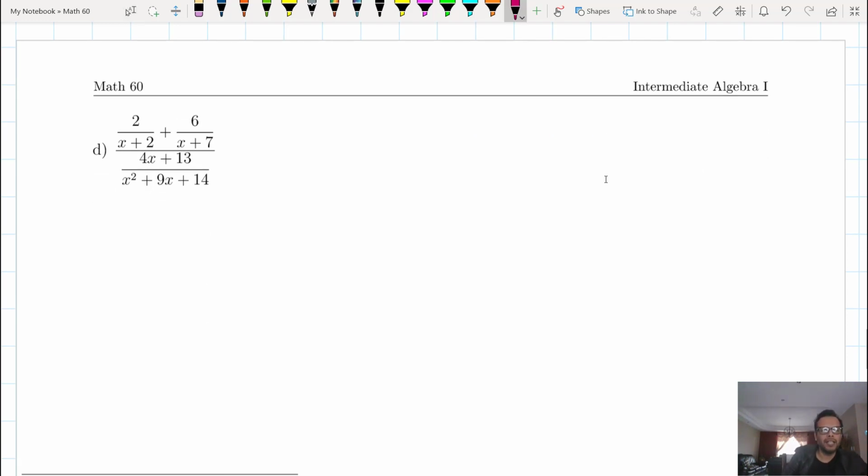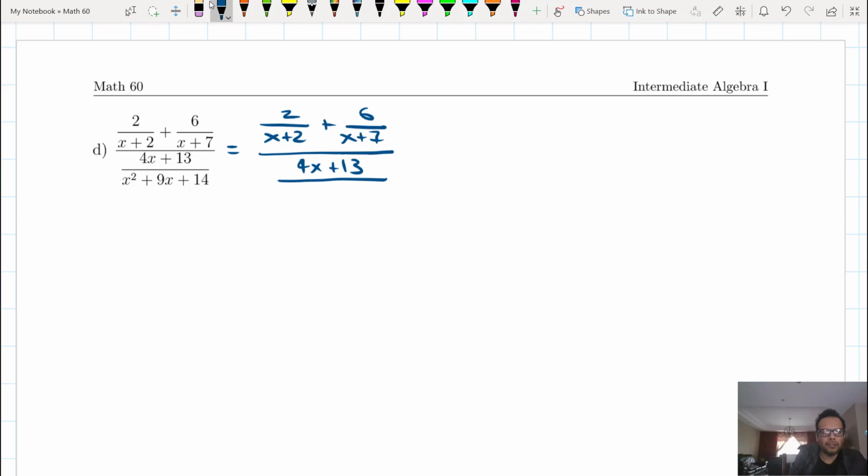Letter D. Okay, letter D, yes, looks big, all right. Okay, let's look at one at a time. So the numerator has two terms in simpler form. There's nothing we can factor out. However, the denominator has a polynomial, right? So in that case, you might want to write the polynomial in factored form, right? So x plus 2 under 2 and x plus 7 under 6. The whole thing divided by 4x plus 13.